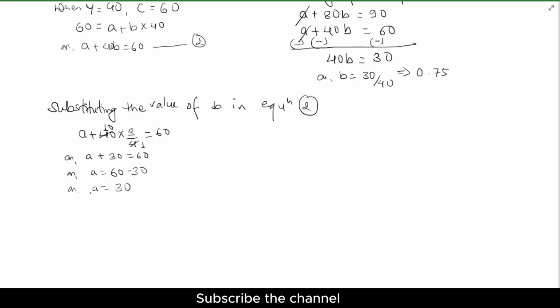And now as the values of A and B are obtained, we need to find the function. It is mentioned find the consumption function also. Means first we need to find the parameters A and B. The parameter A is 30 and parameter B is 3 by 4, that is 0.75. Now we need to find the function.